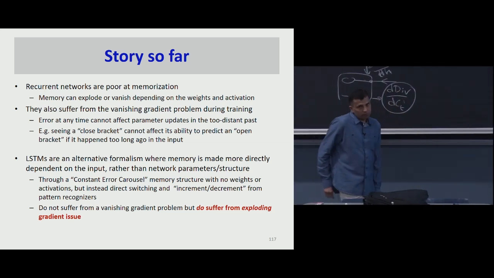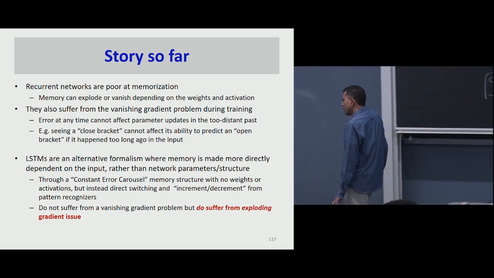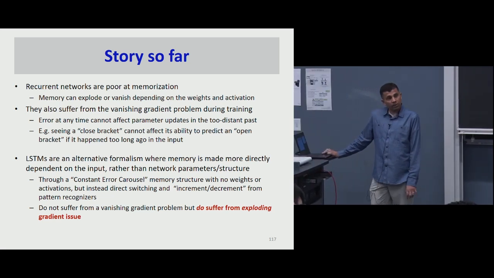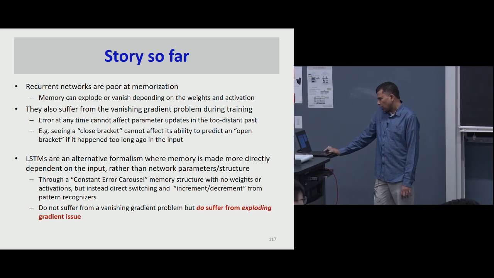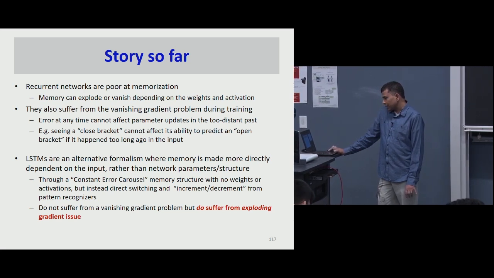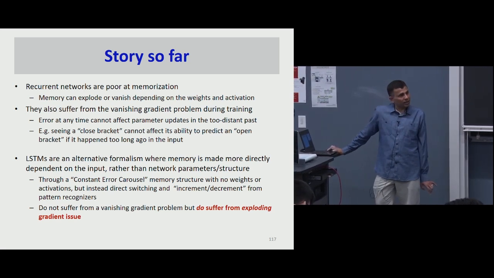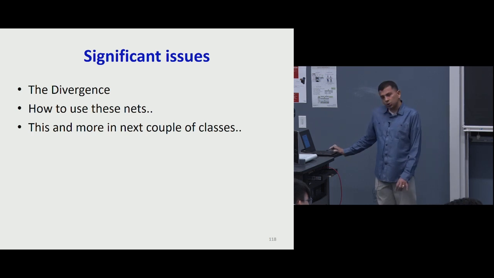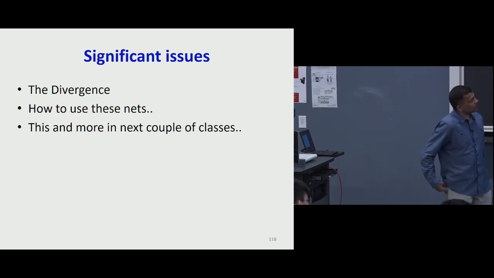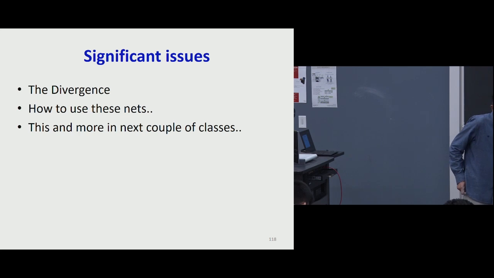So the story so far, RNNs are poor at memorization and suffer from the vanishing gradient problem. So LSTMs are alternative formalisms where the memory is made more directly dependent on the input rather than network parameters. But otherwise the operations are the same. There are issues on how do you compute the final divergence, how do we use these networks, and so on. We're going to see these and more in the next couple of classes.